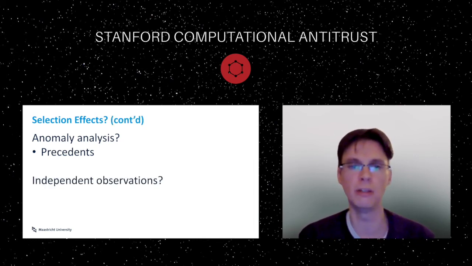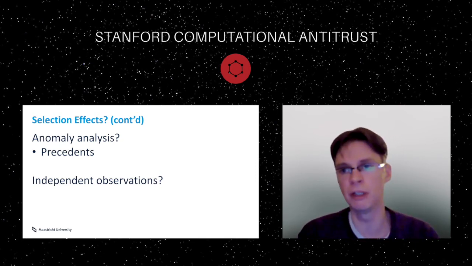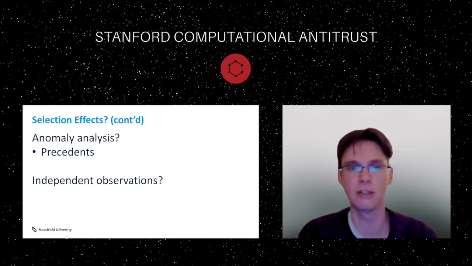Also, the question of independent observations. Basically, if there's a precedent, you're going to use a previous case to decide a subsequent case. What does that mean for the selection of cases that are in your data set?